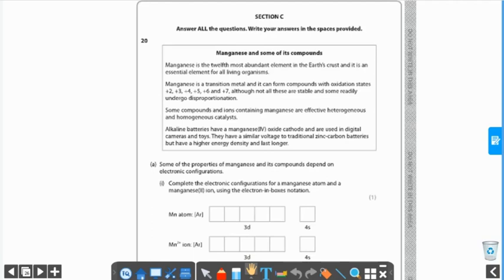Some of the properties of manganese and its compounds depend on the electronic configurations. Give the complete electronic configuration of the manganese atom and the manganese 2+ ion. Manganese is 4s2 3d5, right? 4s2 3d5, so 1, 2, 3, 4. 4s2 3d5, so for 2+, you remove the outermost 2 electrons.